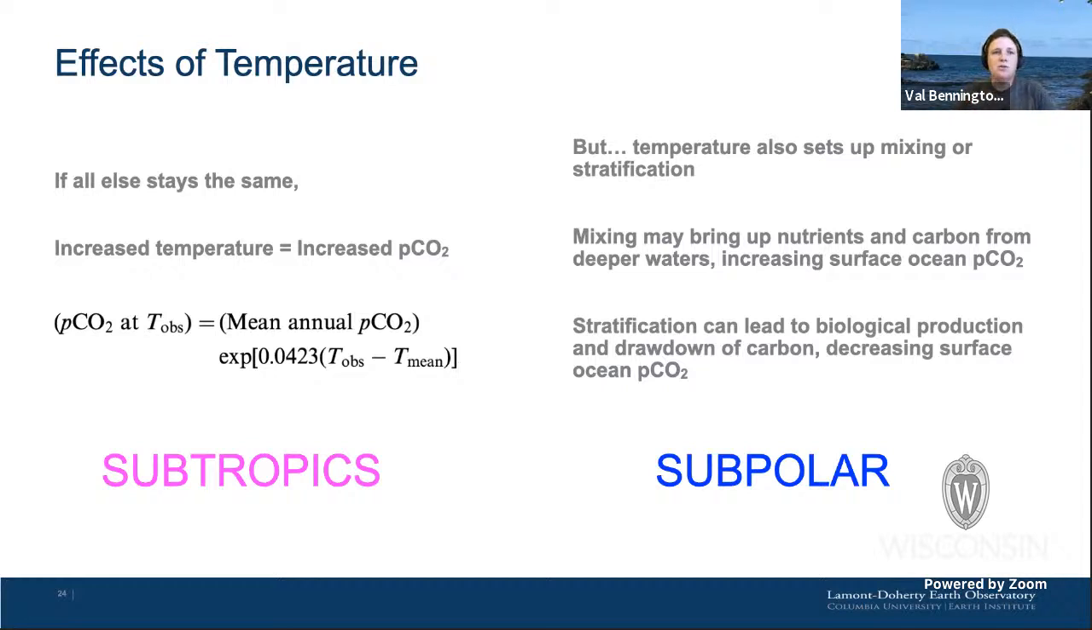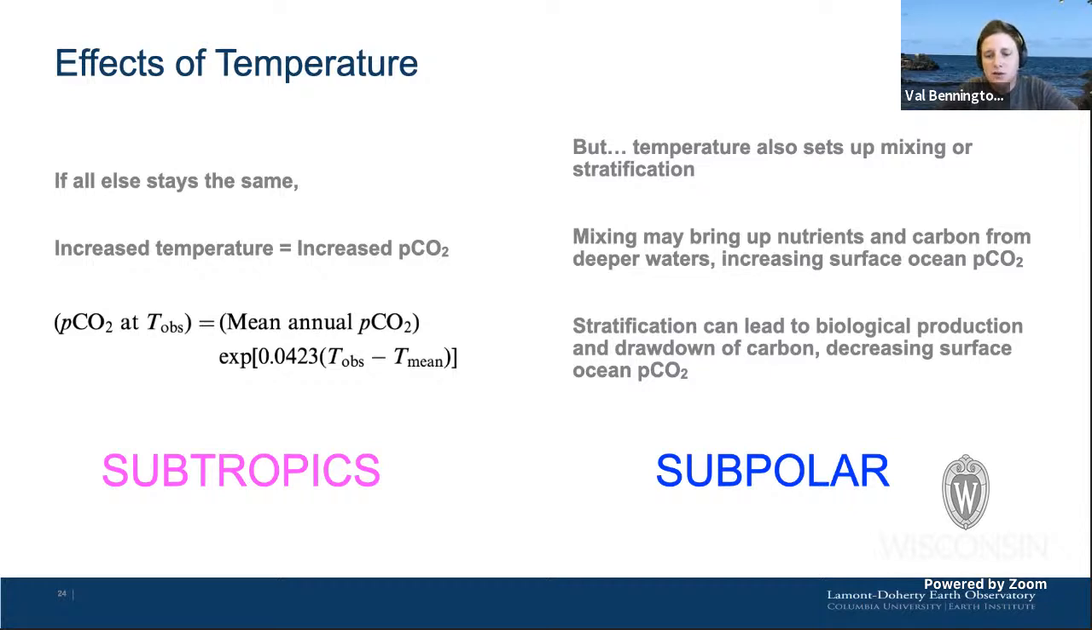So in the subtropical regions, we have locations that are dominated by temperature. We have regions where the nutrients are low. And so even though there may be biological productivity set up by stratification, it's small. And so temperature is dominating in summer. And mixing is not bringing up that much carbon. So again, temperature is dominating in winter. But in the subpolar regions, we have these mixing processes and stratification and biology processes that are dominating.